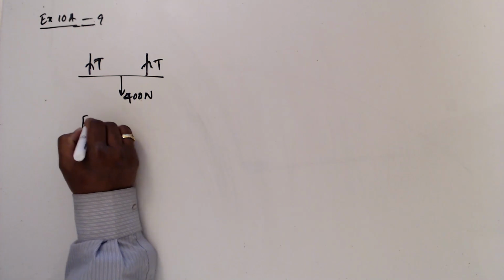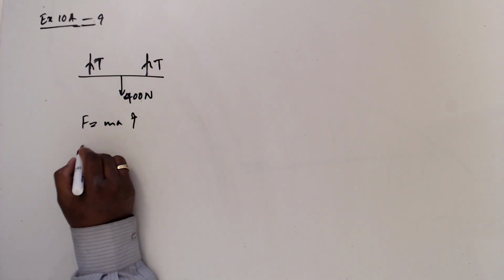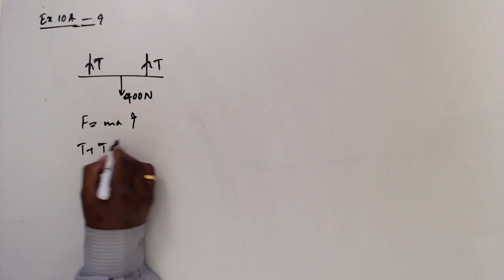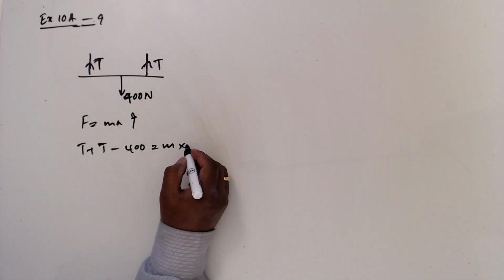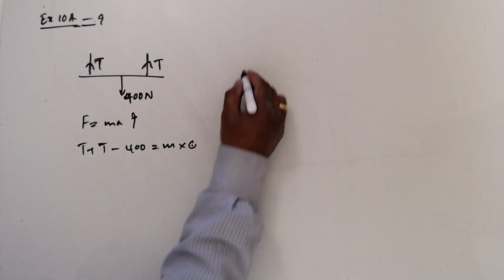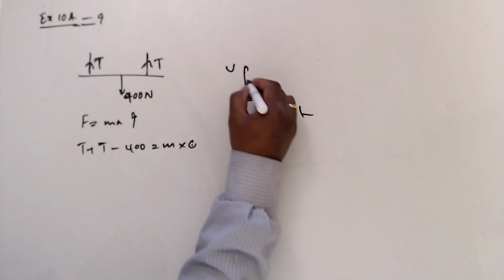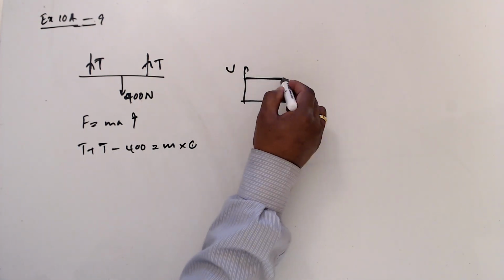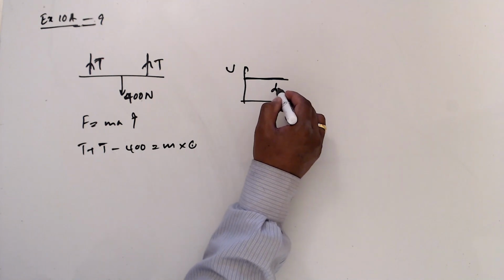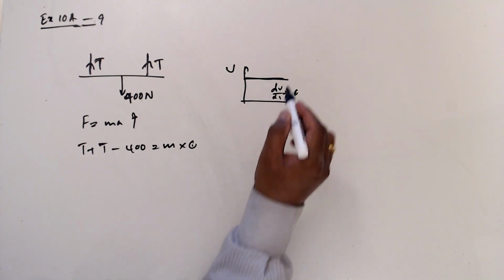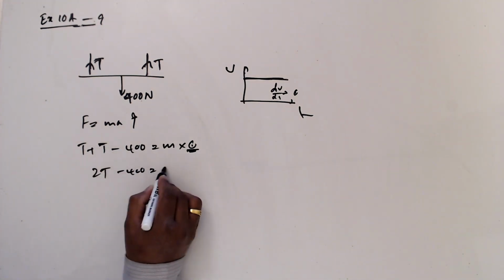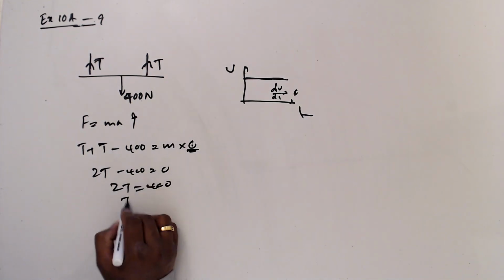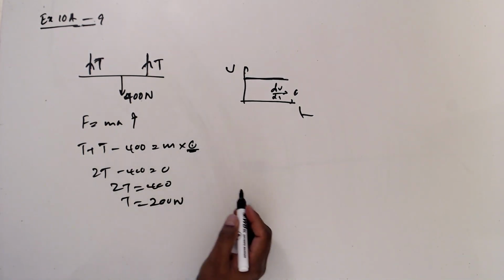We can put F equals ma upward. So F is T plus T minus 400 equals m times a. It is moving up with constant velocity, and constant velocity means acceleration is 0. In the v-t graph, constant velocity means the gradient, acceleration dv over dt, equals 0. So 2T minus 400 equals 0, 2T equals 400, T equals 200 in each.